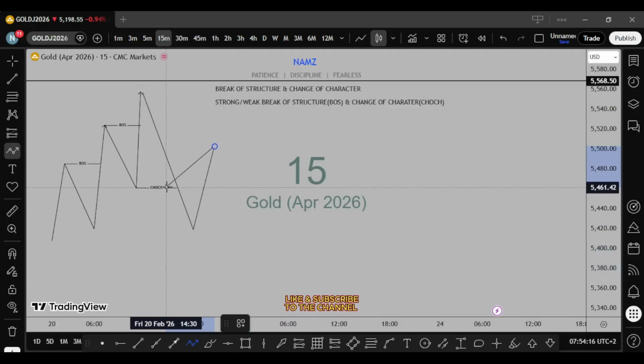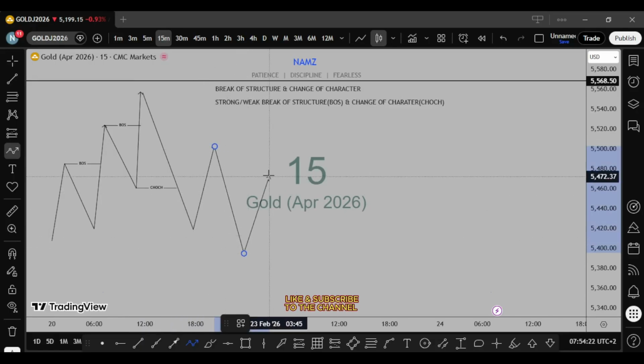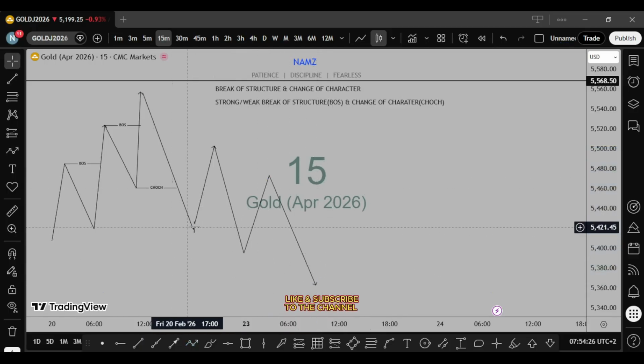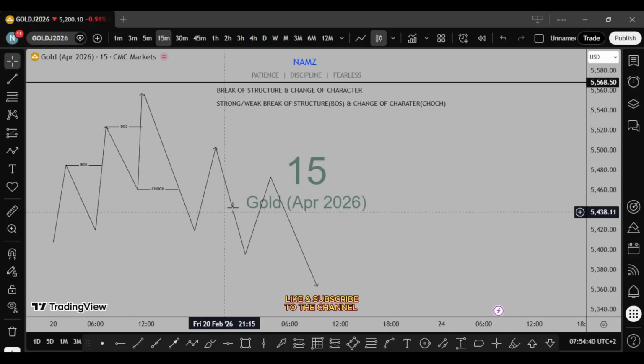So we expect something like this. We break structure and then price gives a pullback. We expect something like this, and then it will just continue moving in this direction. Like I have said, the first break to the downside is what we call change of character. Others call it market structure shift. In other words, the market has changed its direction.